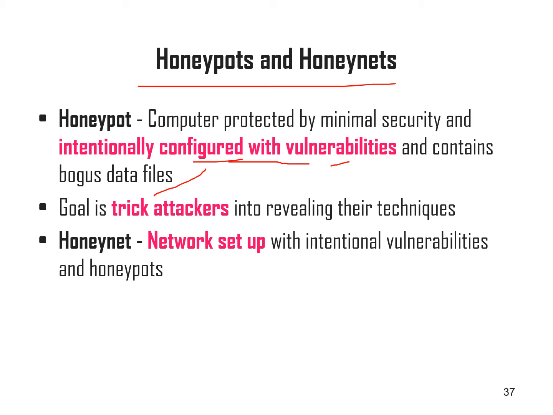The goal is to trick attackers into revealing their techniques. So as I said earlier, the goal of the honeypot is to trick the attackers into revealing their techniques, that is, how the attackers use their techniques to get into these systems, which have intentionally configured vulnerabilities and minimal security. What is meant by honeynet? A honeynet is a network set up with intentional vulnerabilities and honeypots. So it consists of a number of honeypots, and it has its own network with intentionally configured vulnerabilities. So that is actually a honeynet. A collection of honeypots is nothing but a honeynet. It has its own network vulnerabilities also.